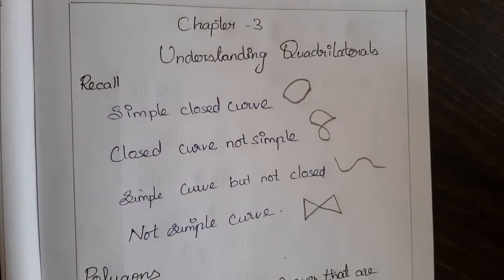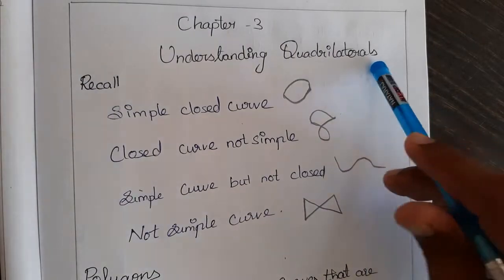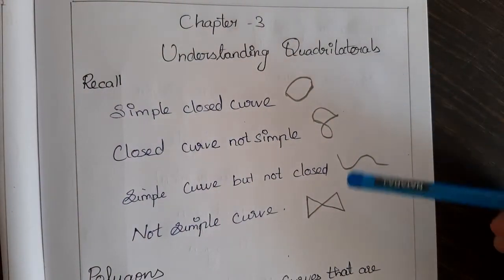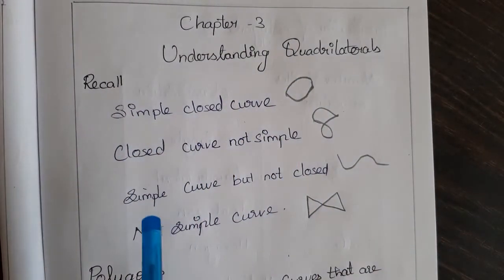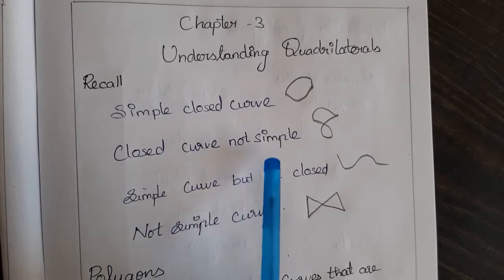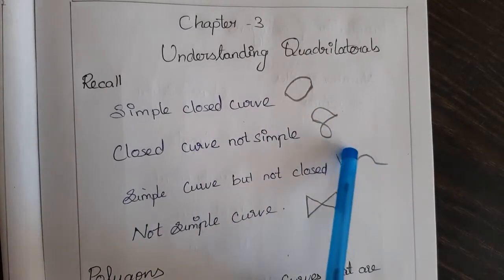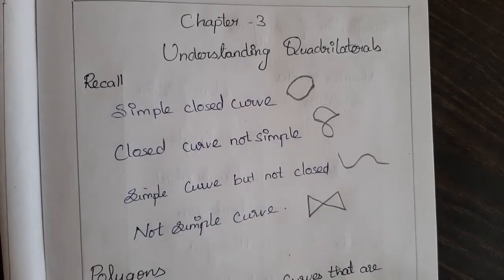Hi students, today we are going to learn about Chapter 3, Understanding Quadrilaterals. Before that, we will have some recall about some shapes. The simple closed curve will be like these shapes, and a closed curve, not simple, and a simple curve but not closed. It is not closed, you can see it is open. This is not at all a simple curve, right?